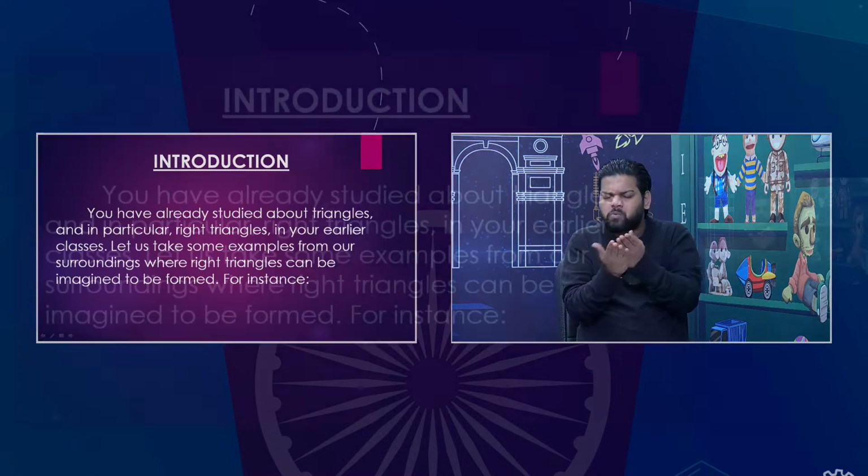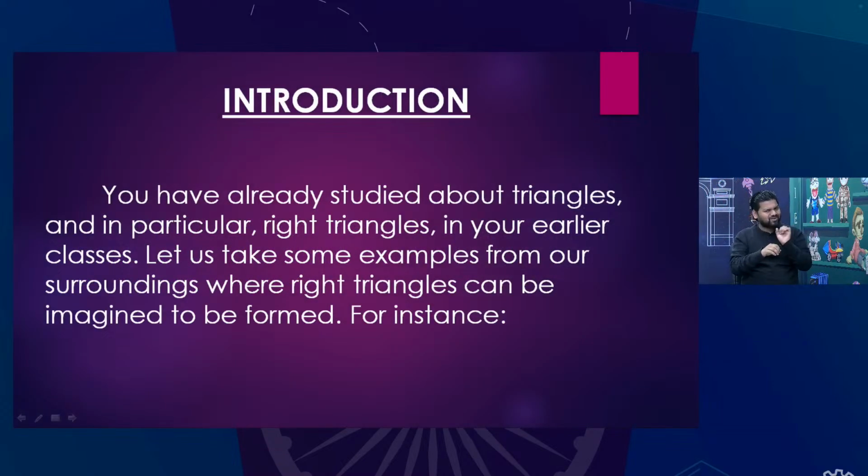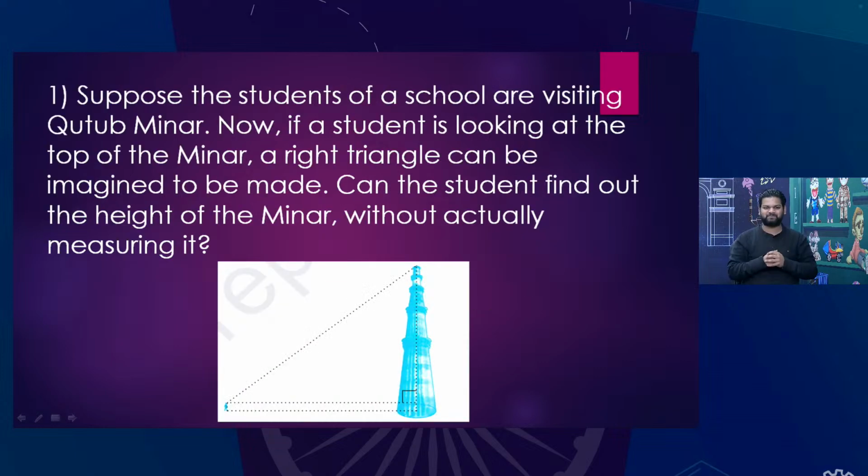We have seen, dear children, you have already studied about triangles and in particular right triangles in your earlier classes. Let us take some examples from our surroundings where right triangles can be imagined to be formed. For instance, suppose the students of a school are visiting Qutub Minar. Now, if a student is looking at the top of the Minar, a right triangle can be imagined to be made. Can the student find out the height of the Minar without actually measuring it?